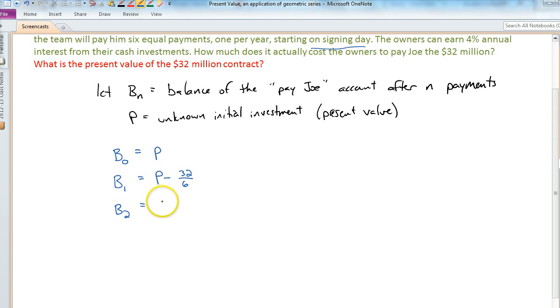So how does this interest work? Well, I take the amount that's remaining in the account. I paid Joe for his first year on signing day, and then what remains for the whole first year is P minus 32 over 6. I'm going to multiply that by 1.04 because that amount earns interest for that whole year. And then a year after signing day is also when I have to pay Joe again for his second year's work.